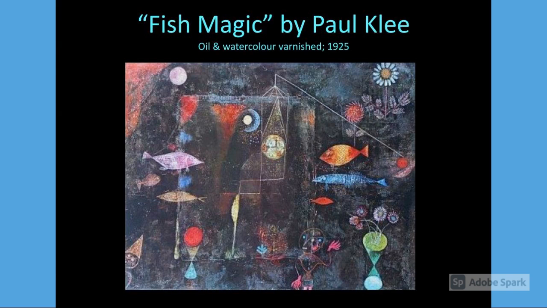Let's look at this painting called Fish Magic. If you look at it, yes, we can see the fish. But aren't there other things in the painting too? Why do you think the artist put those things in the painting along with the fish? Does it mean something?